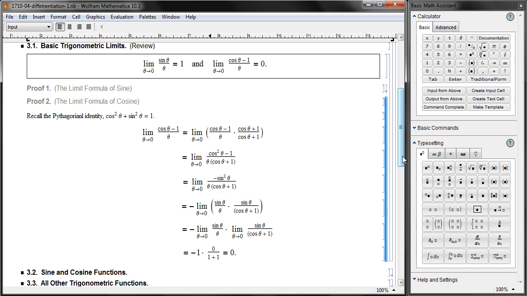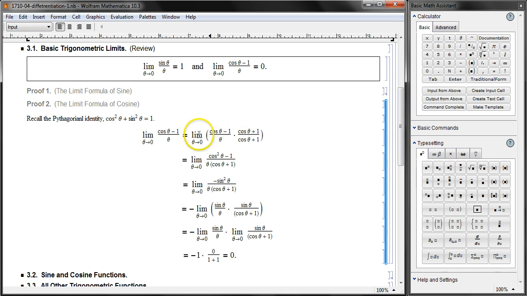Some algebraic manipulation. To this quantity, we multiply a strategic quantity, this one, cosine of theta plus 1, to both numerator and denominator. Why did I select that? Because we have cosine of theta minus 1 there. So this is a minus b form. If you multiply a minus b times a plus b, what do you get? A squared minus b squared. That's what we have over here. Cosine squared minus 1, that's negative sine squared because of the Pythagorean identity.